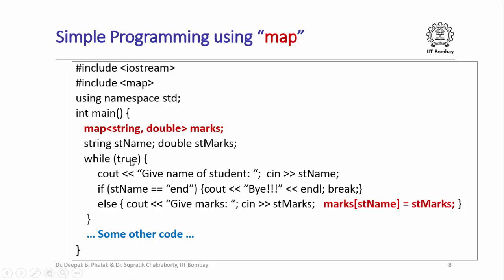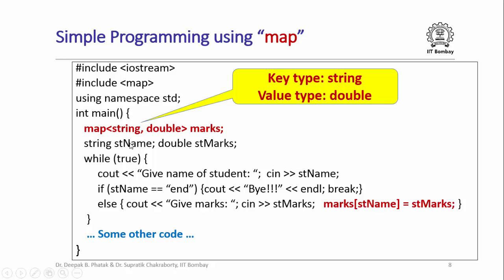And here I have a loop, and in this loop I ask for the name of a student and read in the name of a student, and if the name of the student is input as end, then I print out bye and break from this while loop, come out and execute the remainder of the code. Otherwise, if you give the name of a student which is not end, then I will ask for the marks of the student, I will read in the marks, and note what I am doing here: I am actually storing the marks of the student in this map indexed by the name of the student.